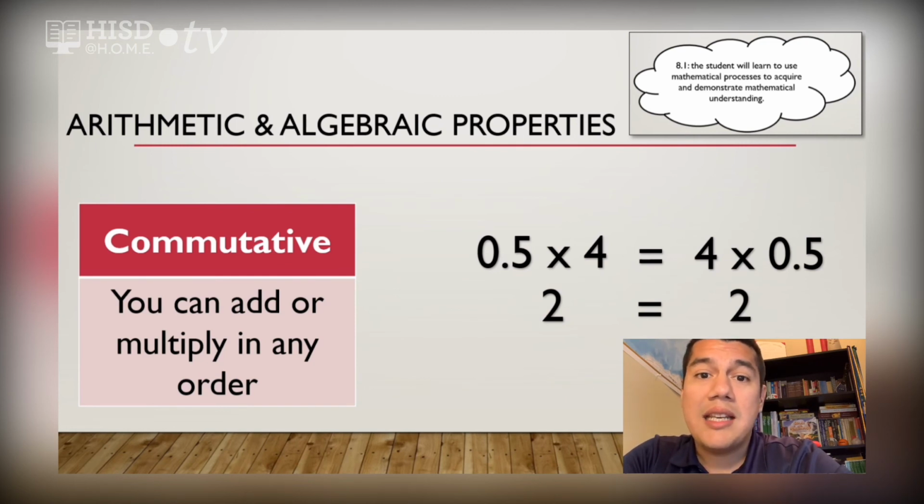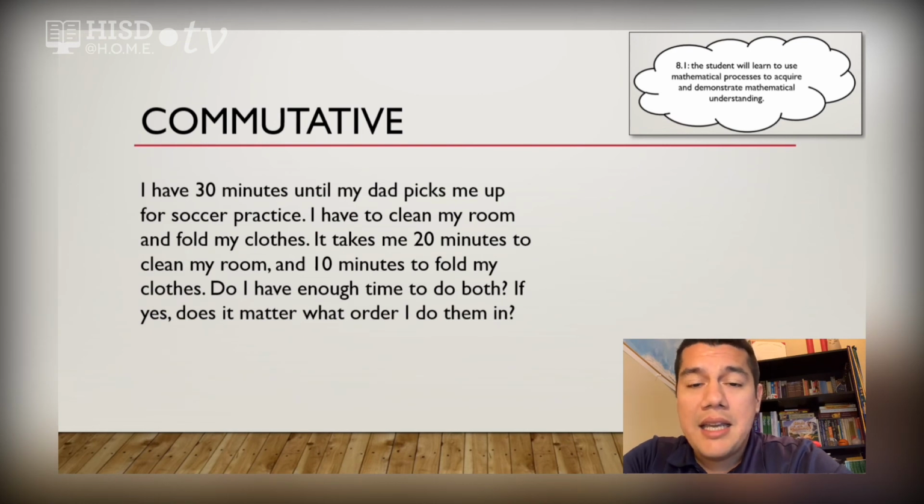Let's see how it looks in a real world problem. If I have a 30-minute window until my dad picks me up for soccer practice, and I have to clean my room and fold my clothes, and I know that it takes me 20 minutes to clean my room and 10 minutes to fold my clothes, the question says, do I have enough time to do both? And would it matter in what order I do it? Let's see how we work this problem.